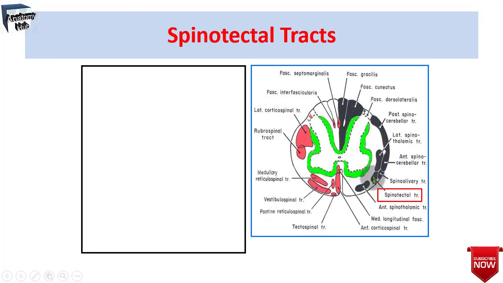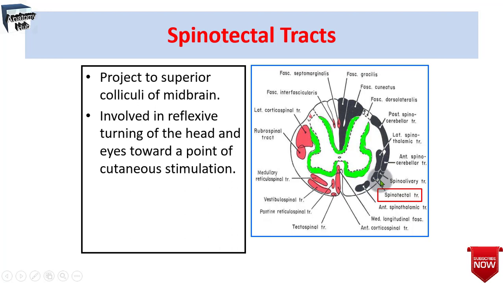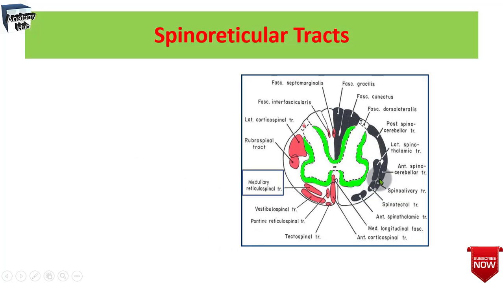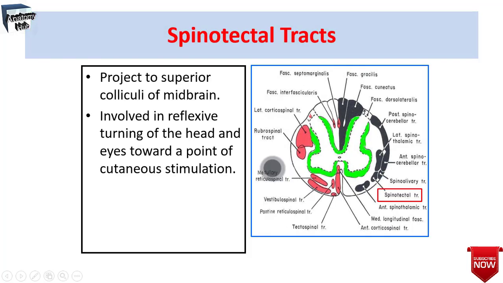the fibers of this tract ascend in the anterolateral part of the spinal cord closely to the spinothalamic tract, and the functional significance is not very well known, but the evidence suggests that they are involved in transmitting nociceptive information and facilitation of the reflexive head movement towards noxious stimuli.